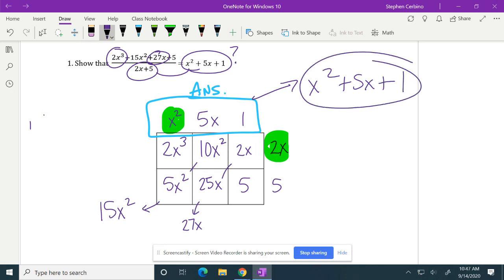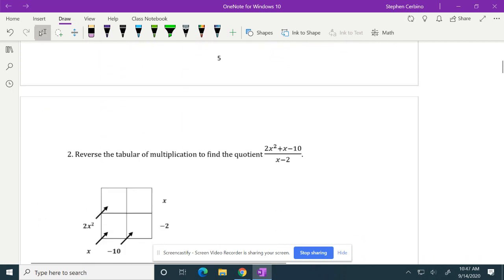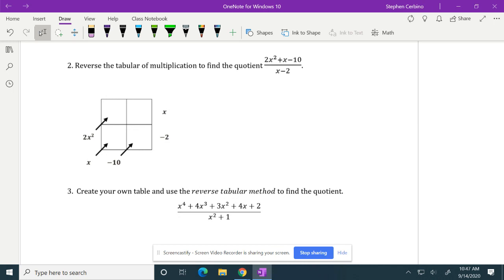you. Now, this problem is a little bit easier because I've already given you all of the information. That's not always how it's going to look. So let's take a look at one where we don't know what the answer is, like this one. So the reverse tabular method tells us that we have to come up with this same quotient here. So this is what we're trying to create in the boxes, right? Whatever number is on top, this is what we have to put in the boxes.